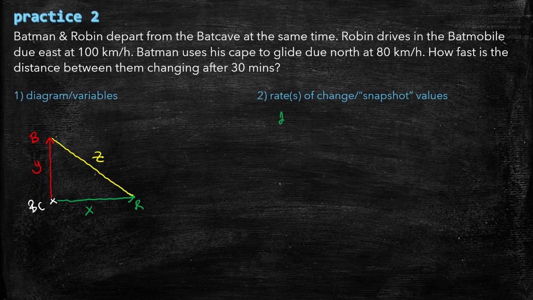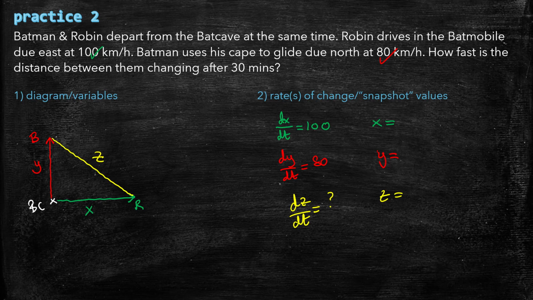So Robin is going, so dx by dt, that's his speed, is 100, and x equals, well, we weren't specifically given that, so we might have to find that. Batman is going at 80, and by the way, usually what I do is check off the information in the problem as I organize it, so I don't have to keep rereading it. Y, and we would like to find dz by dt, that's the unknown, and we may need z, we're not sure. Now, I'm telling you ahead of time that we do need those snapshot values.